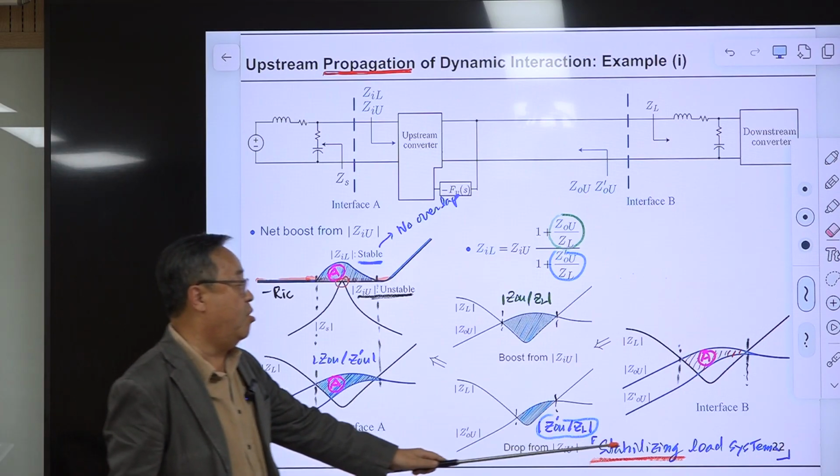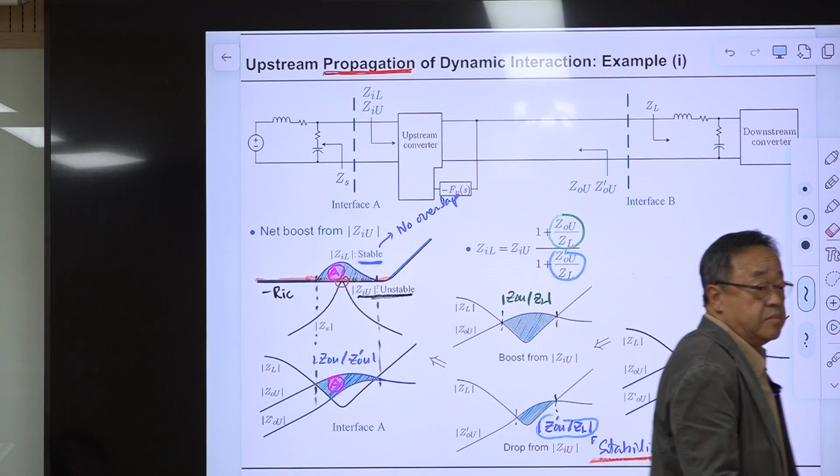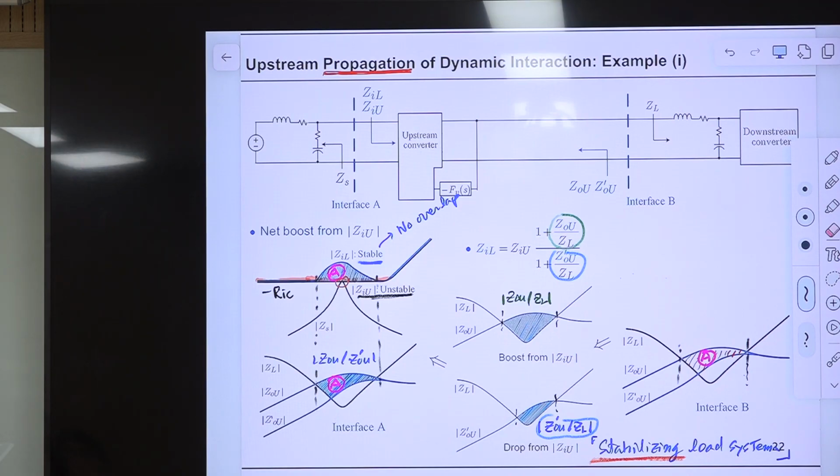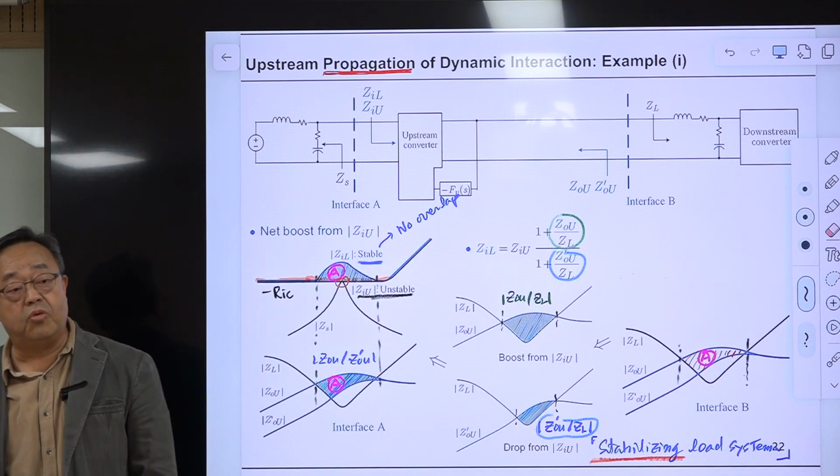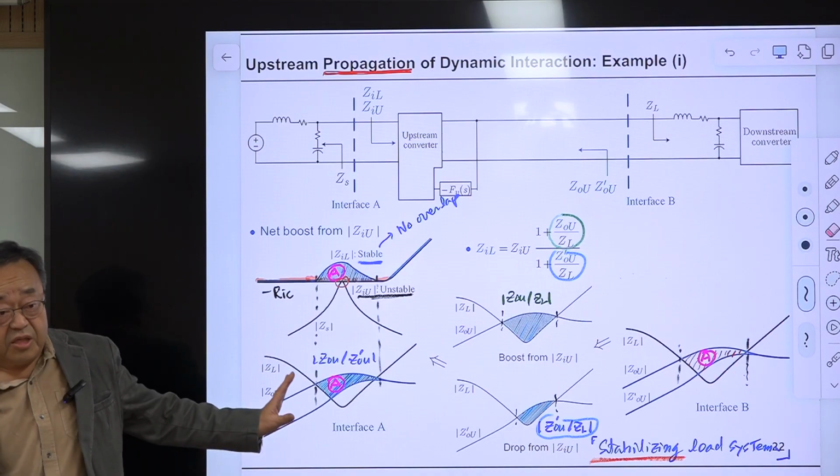So this kind of phenomenon, I probably found this phenomenon, so I named it the stabilizing load subsystem. There is one paper, stabilizing effect of load subsystem. Okay, so that's one case.